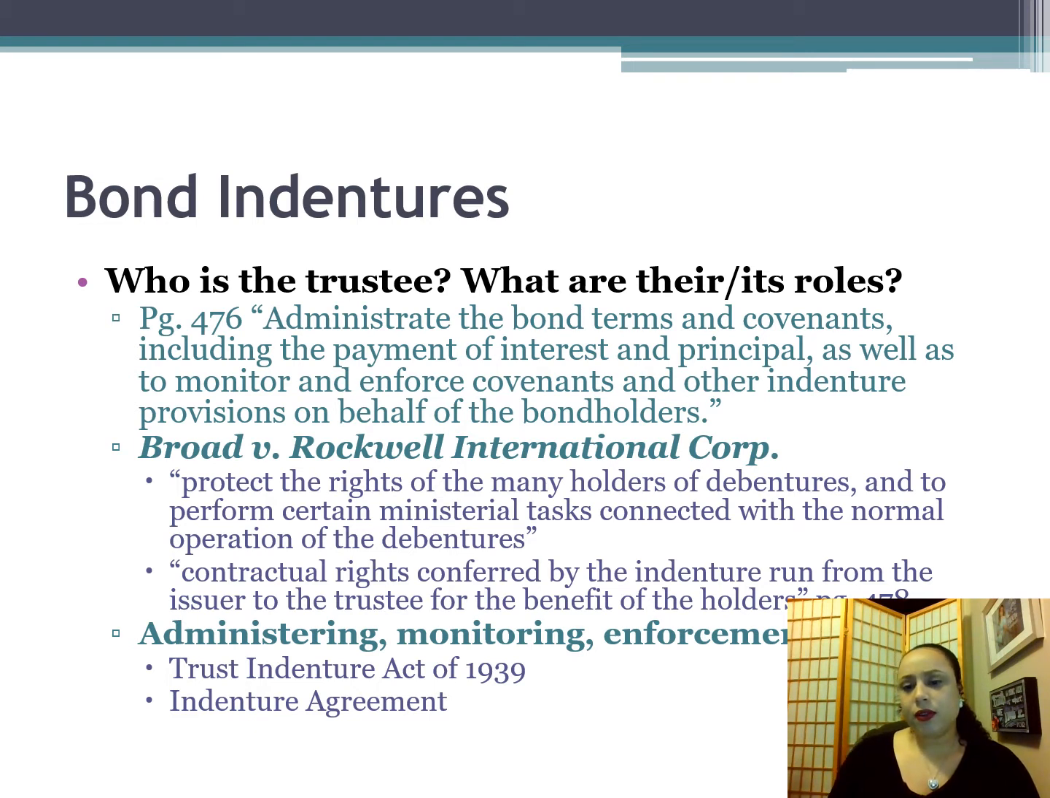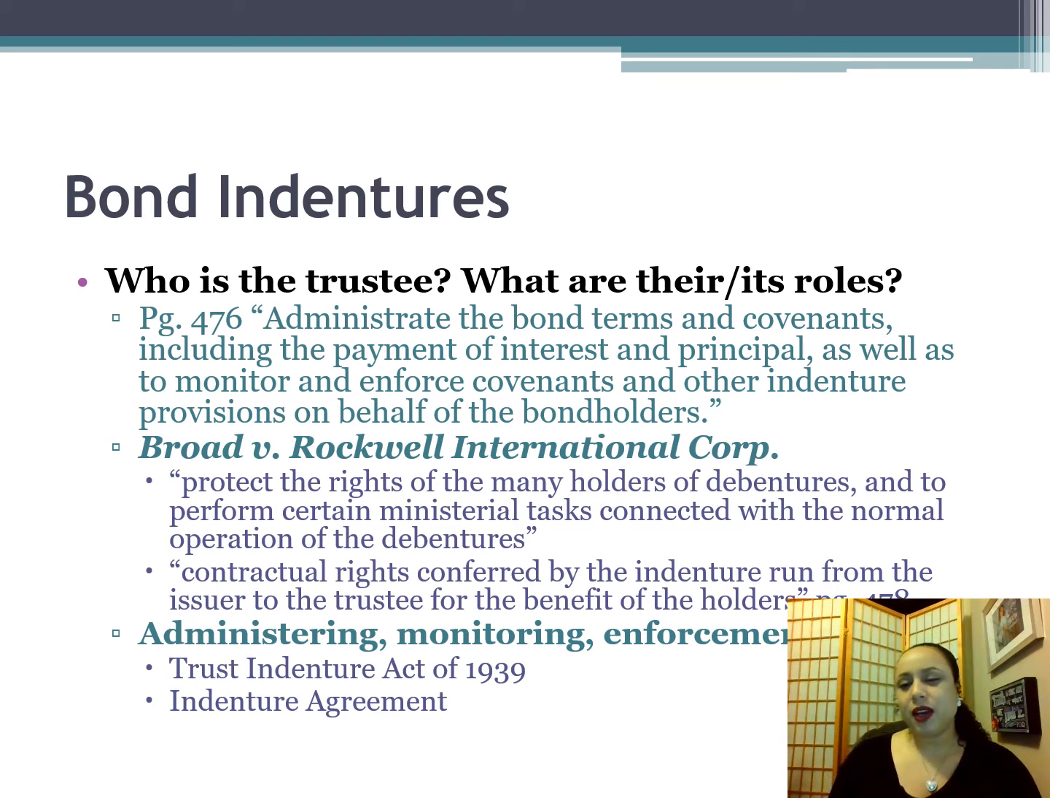But here we have a new party coming into play and somehow governing or overseeing the relationship between the issuing company and the bondholders. And so this trustee is subject to its own duties. And so there were a couple of cases and reading materials that gave us a broad description of what these duties entail, in that they administrate the bond terms, the covenants, including the payment of interest and principal, as well as to monitor and enforce covenants and other indenture provisions on behalf of bondholders.